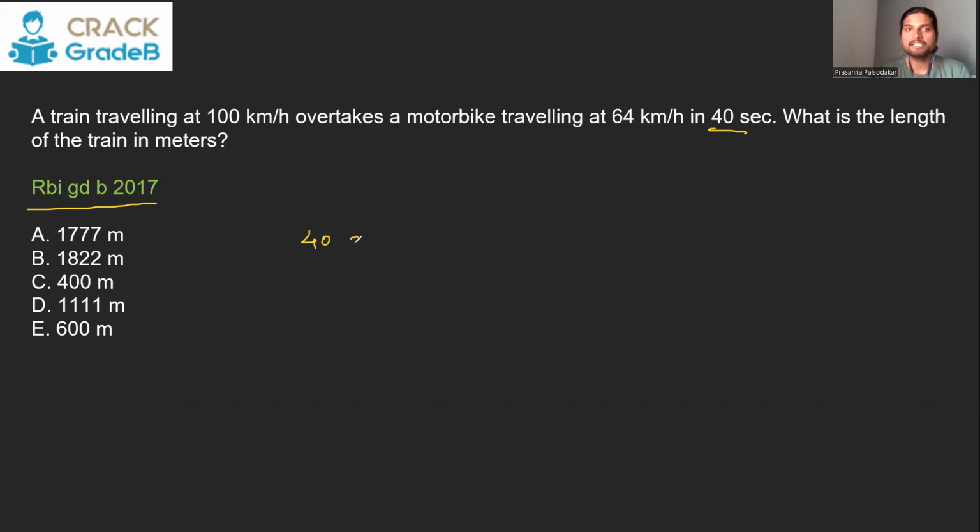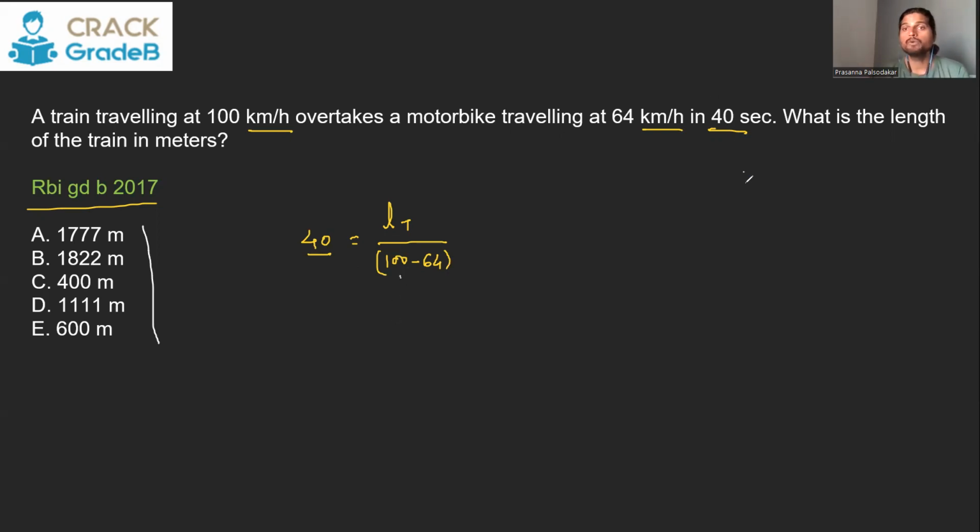So time to cross a person is length of train upon speed of train minus speed of person. Speed of train we already know, it's 100, minus speed of person, which we know is 64. But this is in kilometers per hour, because this is also kilometers per hour. But the time is in seconds, and the answer should be in meters. That means we have to convert this into meters per second.